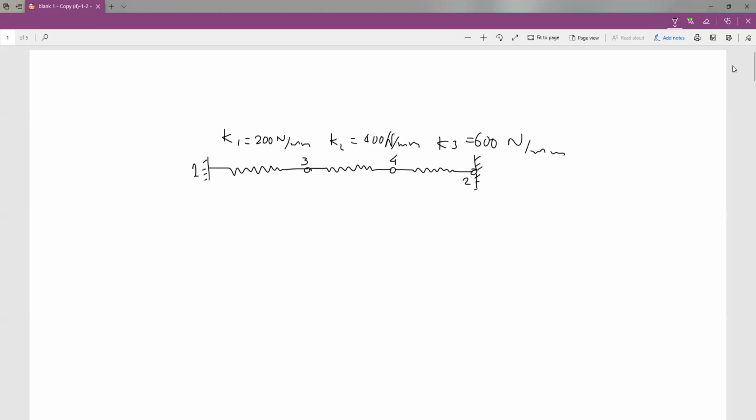And let us assume, of course, there has to be some external loading. So let us assume there is a load of 25 kilonewton acting in the positive x direction. And let us name the individual spring members 1, 2 and 3. Okay, now we begin writing the individual spring stiffness.